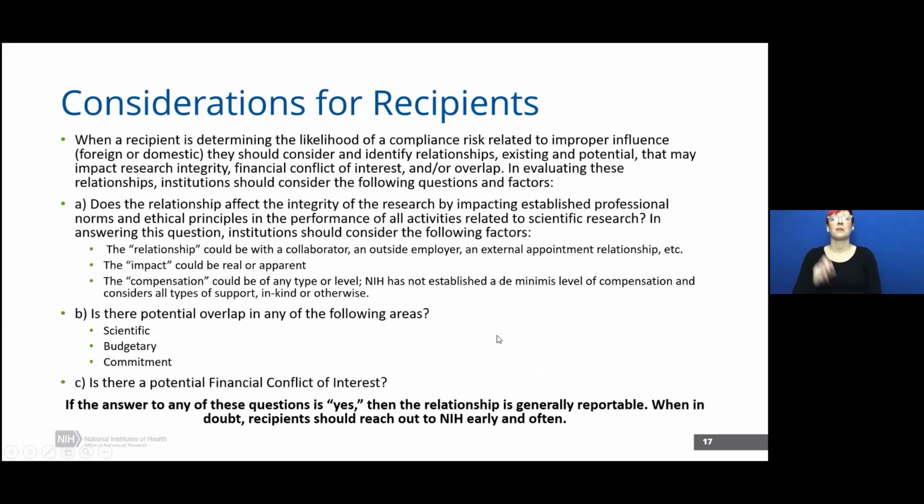All right. So we have the required disclosures. And so the considerations for recipients, we have developed a preamble just for an opportunity for us to outline for our applicants and recipients what the framework is by which we are looking to have disclosures made. We are looking definitely at the fact that if it's going to cause a compliance risk for the recipient institution, we need to consider and identify relationships and existing relationships and potential relationships that would impact the research integrity.